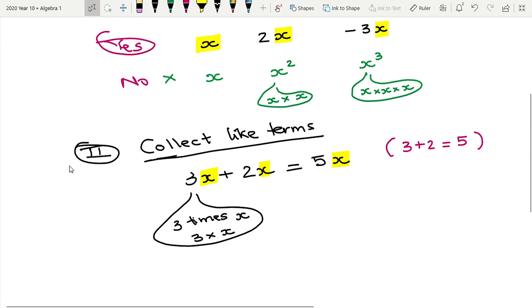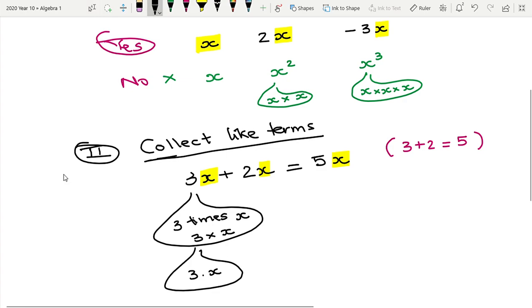In some books, you will see they write 3.x, and that's still true. So the dot here means times as well. But to distinguish between the decimal point and times, we just write it as 3x. Okay, so we can move on to harder examples.